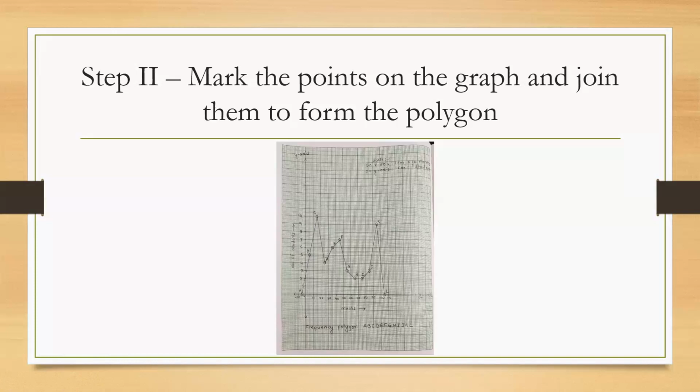You will be joining those points sequentially so that you do not mess up the points to be joined. You can see that I have marked all those points A, B, C, D, E, F, G, H, I, J, K, and L. Here the points A and L, the very first point and the very last point, lie on the x-axis. Once I have joined all the points, the frequency polygon so formed is A, B, C, D, E, F, G, H, I, J, K, L.